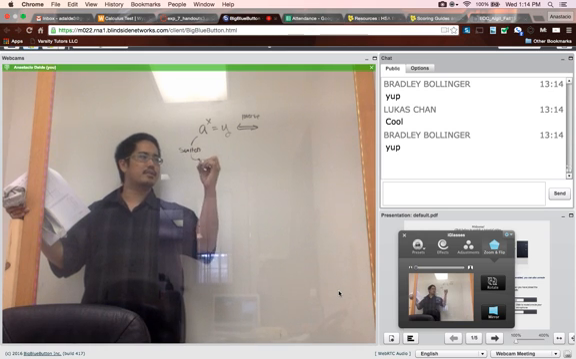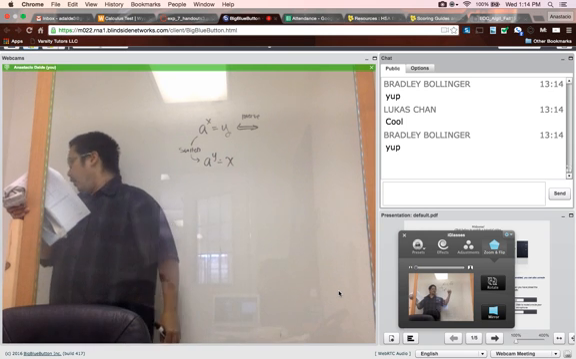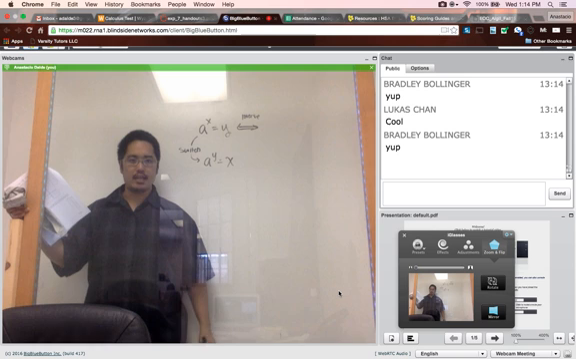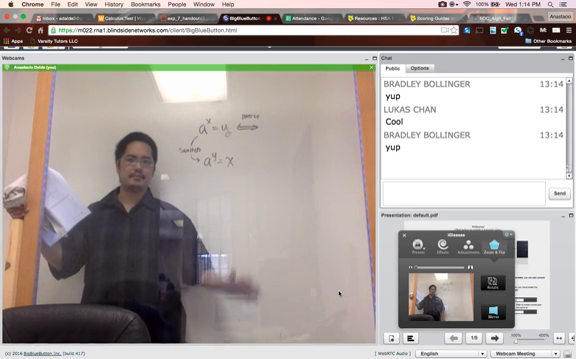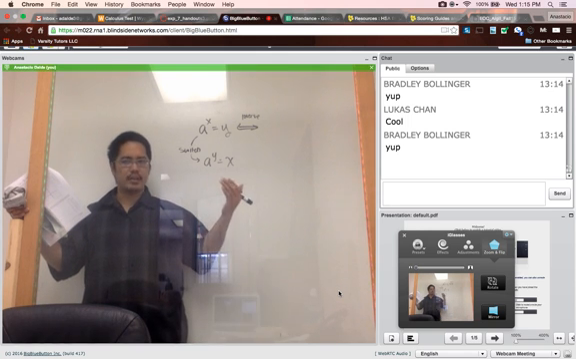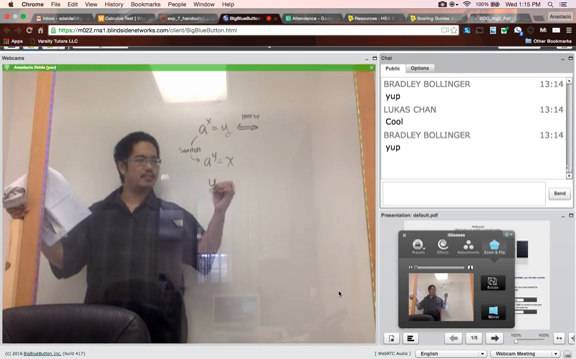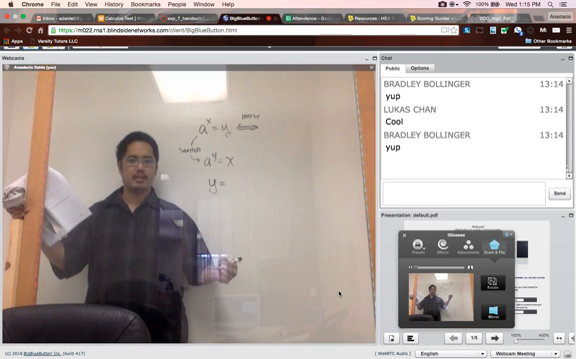So then this becomes a to the y is equal to x. That wasn't hard. I just switched the x and y's. Here's the hard part. How do I get y all by itself? There's no real good way to get y all by itself. I can't have y is equal to something. I don't know how to solve for y in this case because it's an exponent.